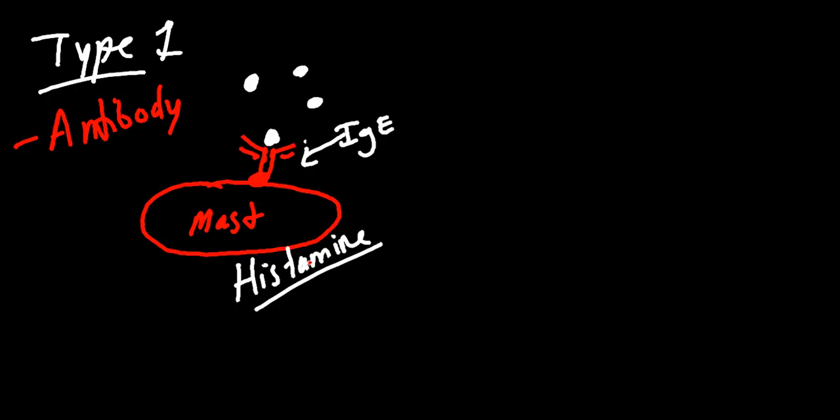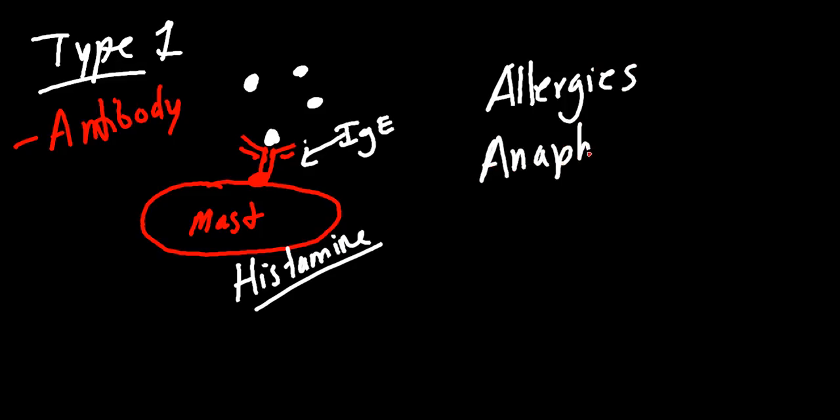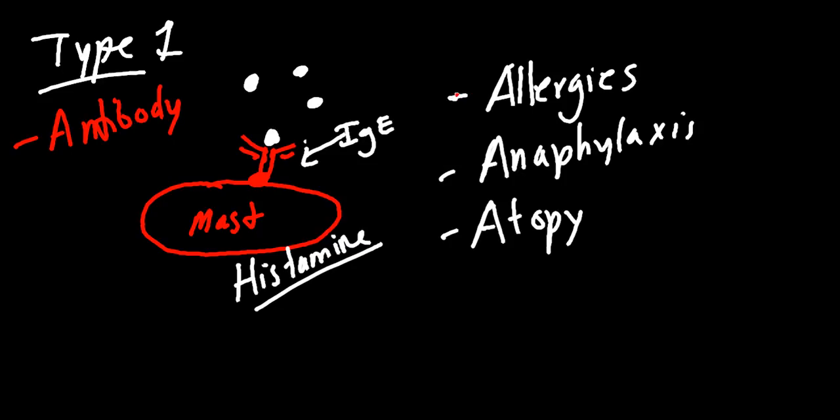Alright, so histamine is going to be a vasoactive molecule. It's going to cause vasodilation. It can lead to shock in extreme cases or anaphylaxis. So some of the type 1 hypersensitivity reactions are going to be allergies, it could be anaphylaxis, and then also atopy. These are all mediated by type 1 hypersensitivities.